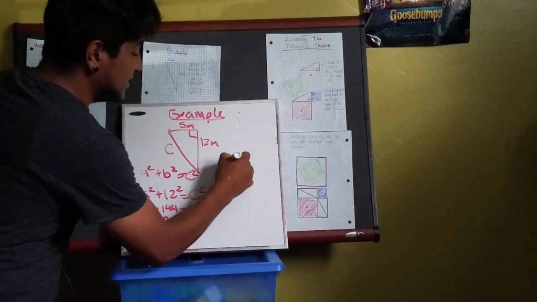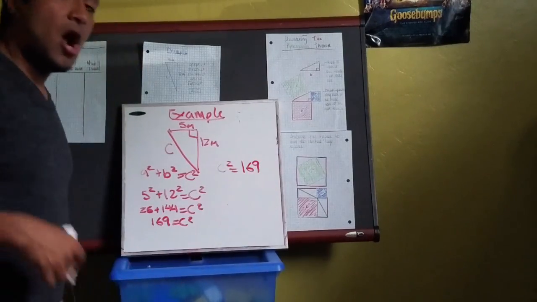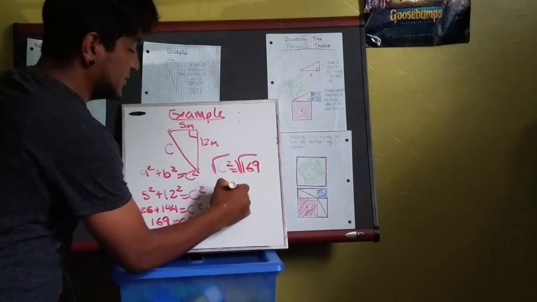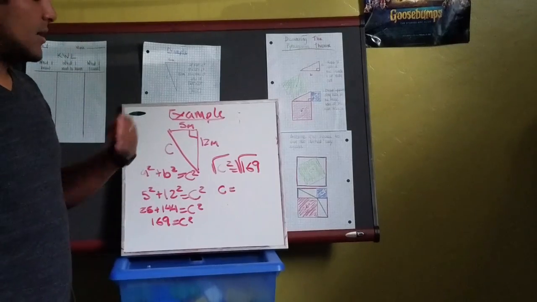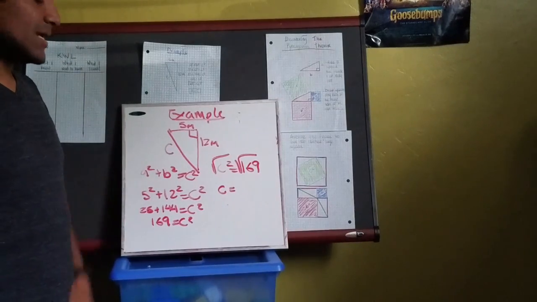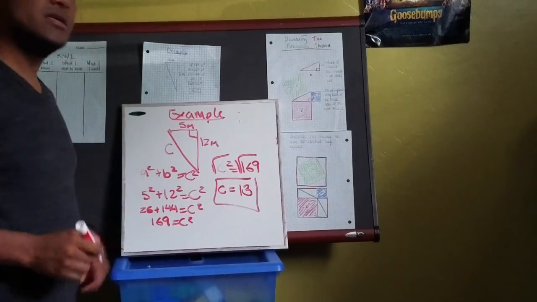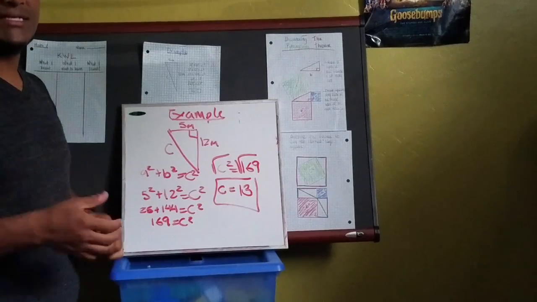So if I have C squared equals 169, all I need to do is get the square root of both sides. The square root of C squared equals C. The square root of 169 equals 13. And that is your answer. So let's move on to the following example.